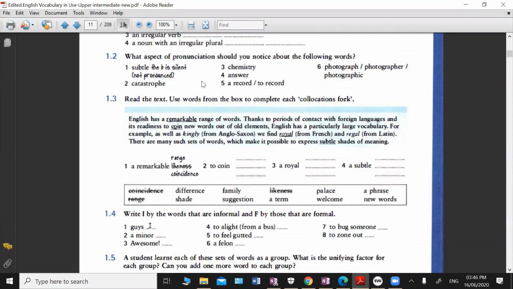Okay, looking at the next question here. Mariam, can you help me to read this question number 1.3?